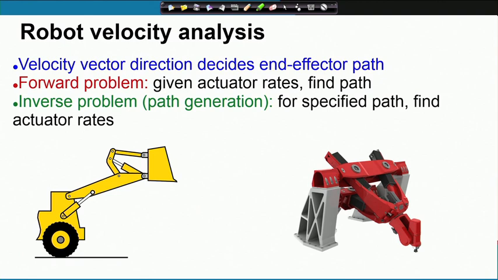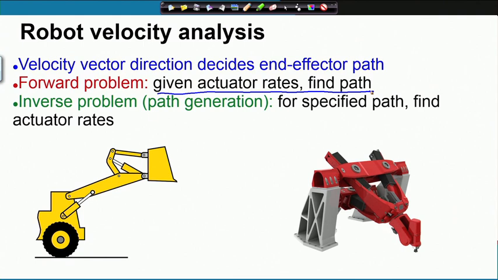So, as I have mentioned, the velocity analysis problem in the case of robots is also closely related to the path generation problem. Given the rates at which the actuators are expanding or rotating, we can find the path that the end effector takes. So, given the actuator rates, we can find out the path of the end effector. That is the forward problem.